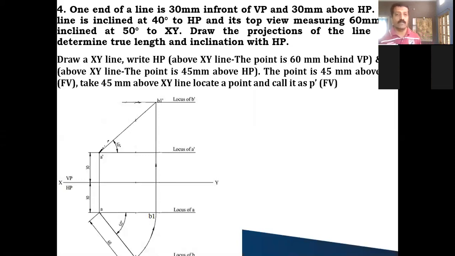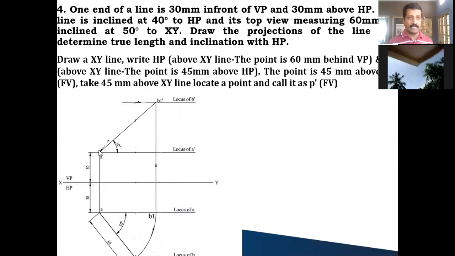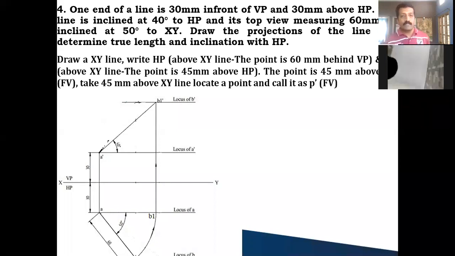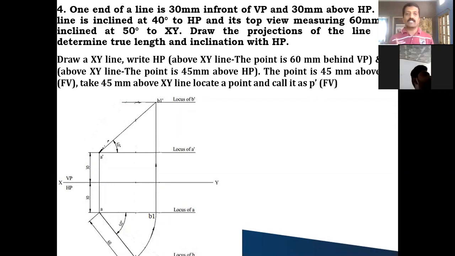Okay, so you draw the XY line, fix HP and VP, take 30 millimeter above the XY line and 30 millimeter below the XY line, draw the horizontal projectors, and locate any one point. In front view you call that A dash, then draw a vertical projector from there and call the corresponding point A. After this, the line is inclined at 40 degree to HP. The true length is not given in this, but the true inclination with respect to HP is given. That is theta he has given in the question.